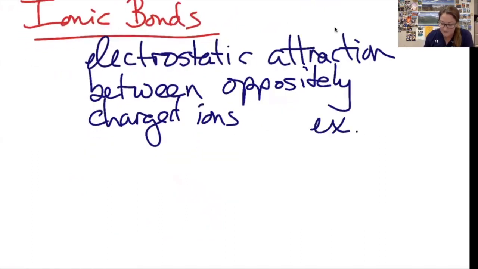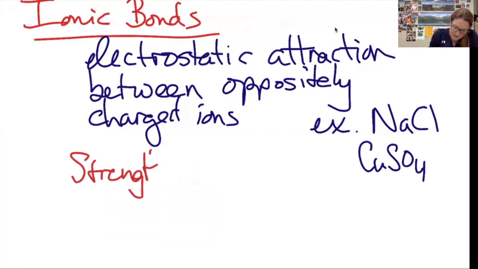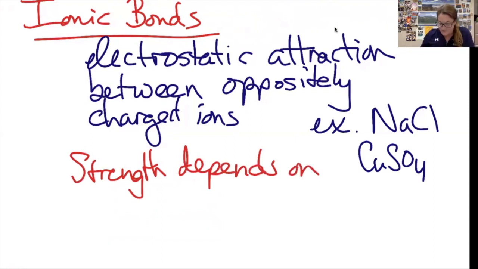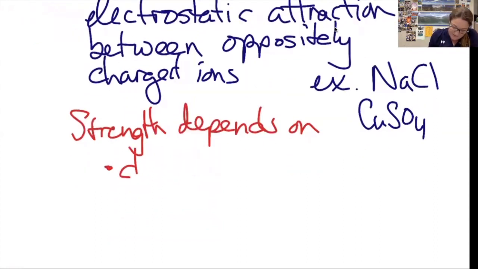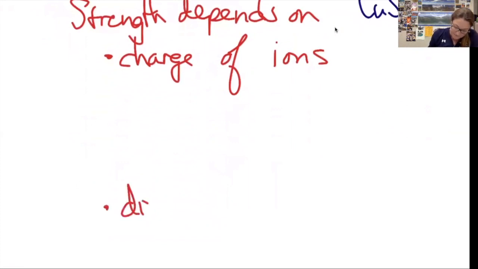And a very common example that we use is NaCl. The example I have in front of me of this blue rock, which isn't really a rock, it's a salt crystal, is copper sulfate. With these ionic bonds, the strength of the ionic bond depends on two things. The two things that the strength depends on are the charge of the ions and the distance between the ions.